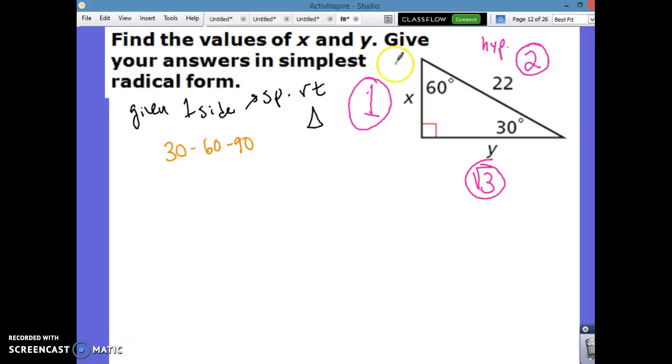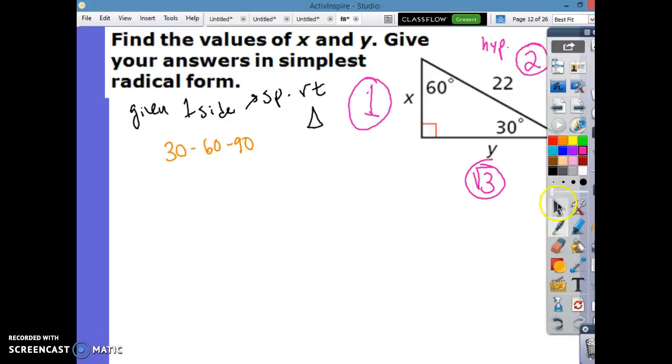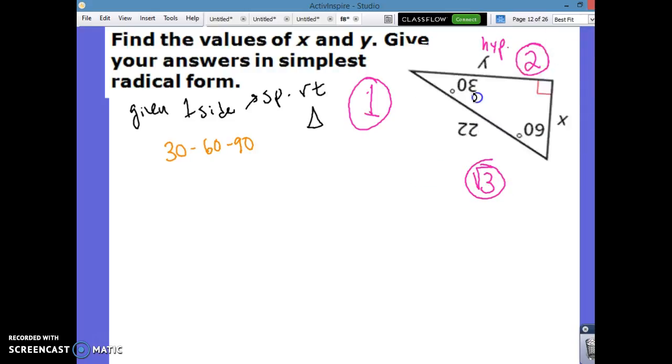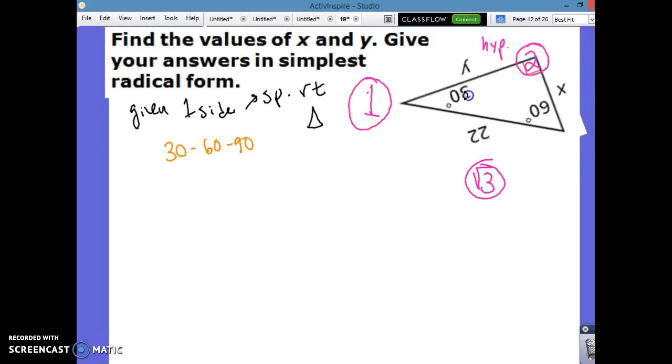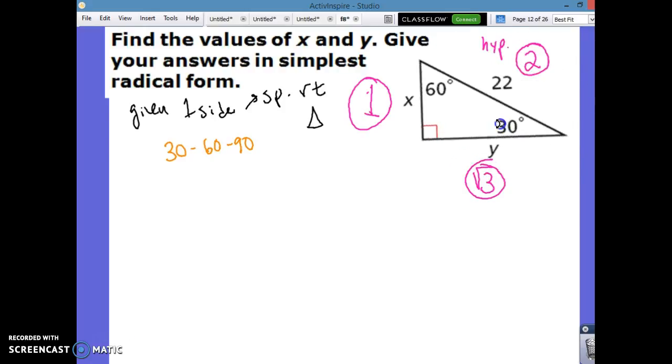Just because x is the vertical line now doesn't mean in future examples the vertical line is going to be 1. You're looking for what is across from 30, what is across from 60, what is across from 90. If we took this triangle and spun it around, those ratios would still remain the same. The 22 would still be with the 2. The x would still be with the 1. And the y would still be with the square root of 3. It doesn't matter if it's upside down, reoriented, or anything like that.